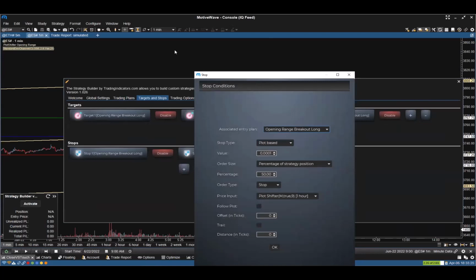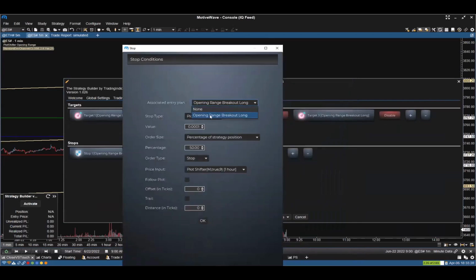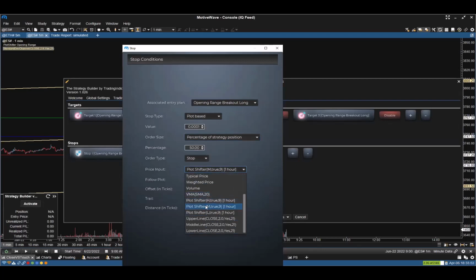So the first stop loss for this trade is associated with our entry and it's plot based. And this stop will close out a percentage of the strategy position. So if we hit this stop loss, whatever our current position is, if we've hit 1 target, 2 targets, whatever, we're closing out half the trade. We're not as confident anymore. In this case, our stop loss is plot based, and it's based on the price input plot shifter M true 9 1 hour, which, if we remember, was the midpoint of that first hour's range, which is the blue line back here.